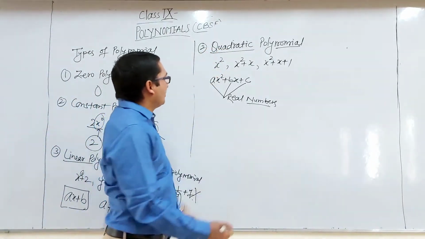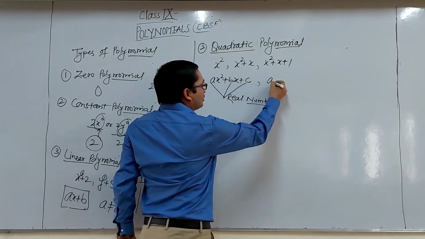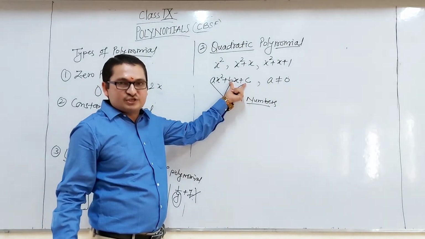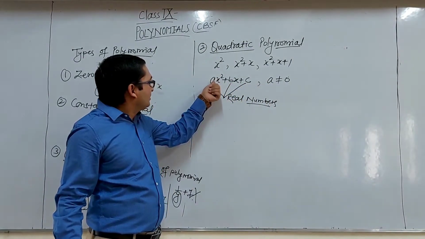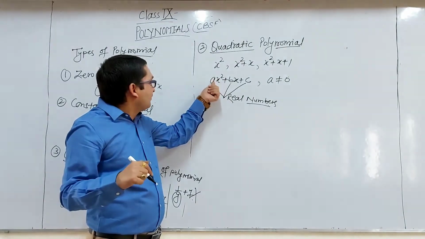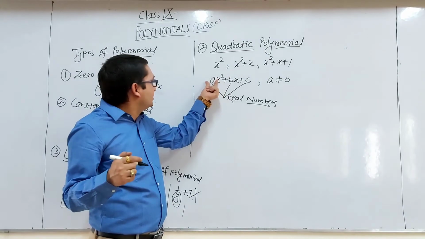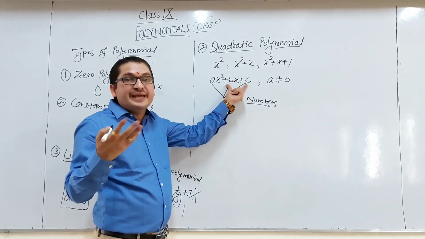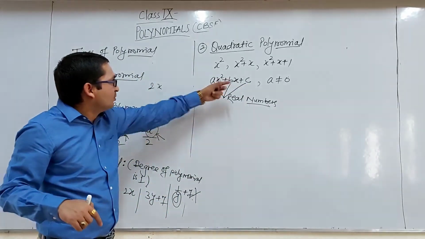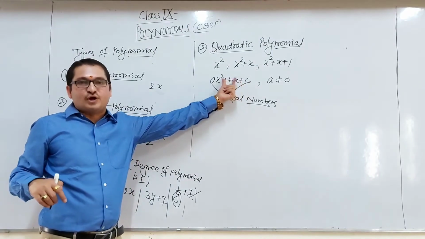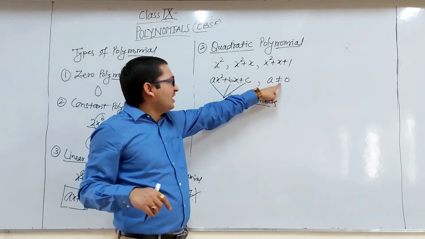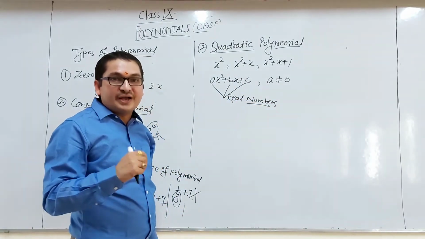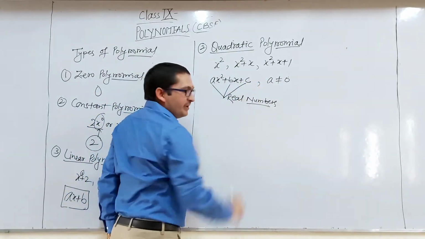Similarly, in a quadratic polynomial, a should not be equal to 0. If a is 0, then you will get bx plus c. a is the coefficient of x square, so if a is 0, it will be multiplied with x square and this whole term will be 0. Then your result will be bx plus c, and this is a linear polynomial. So in a quadratic polynomial, if a is equal to 0, it will be converted into a linear polynomial. That's why a should not be equal to 0.